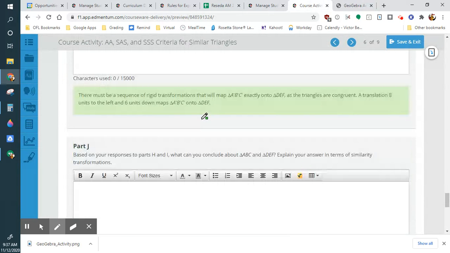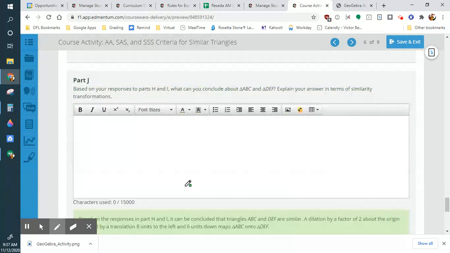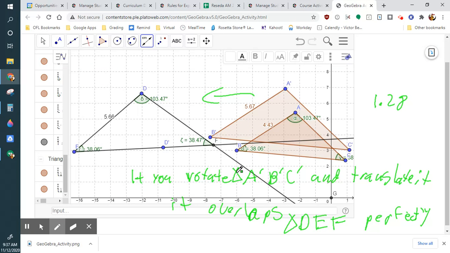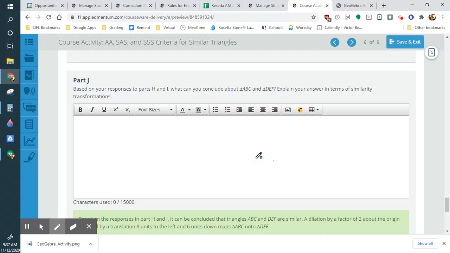Like I don't know what it wants you to do from there. Can you conclude that they're similar? So yes, you can conclude that they're similar because you can conclude that this original ABC and this DEF. So pay attention to how they're labeling it. That matters a lot. This ABC is your original triangle. This is the second triangle you made. So are they similar? You would say yes, because if you can dilate and use rigid transformation, then they must be similar.